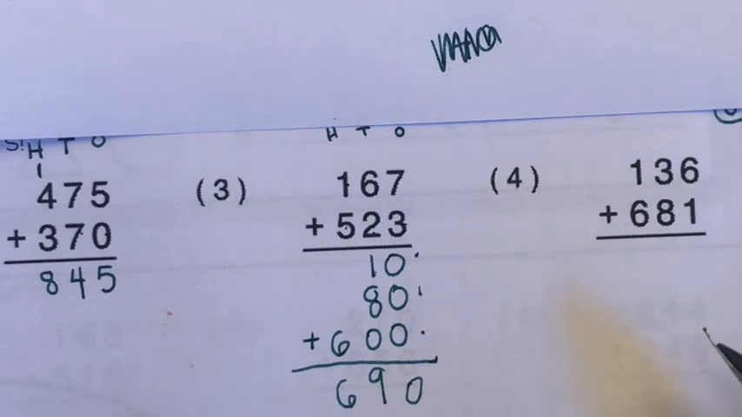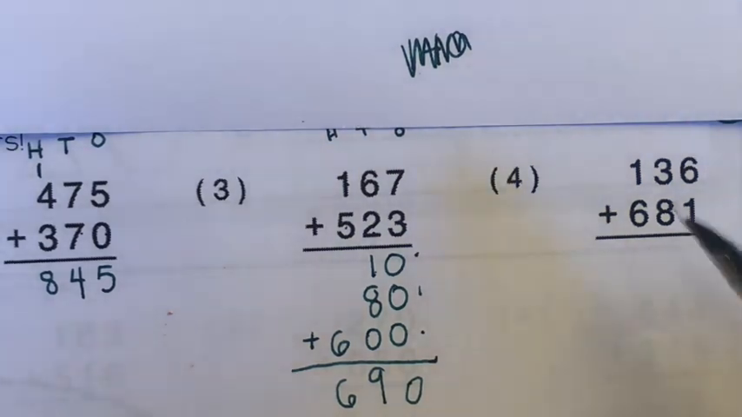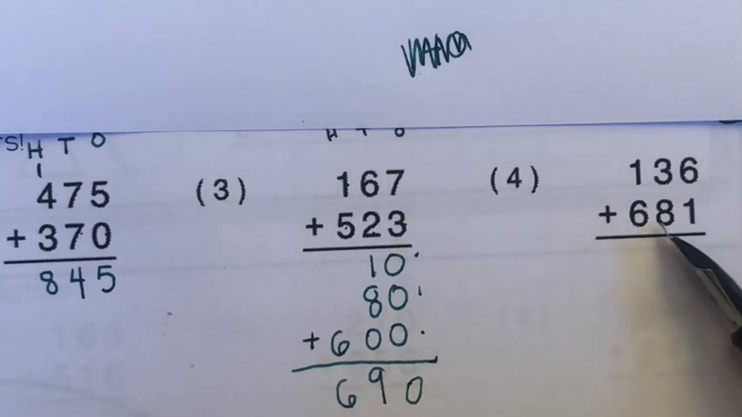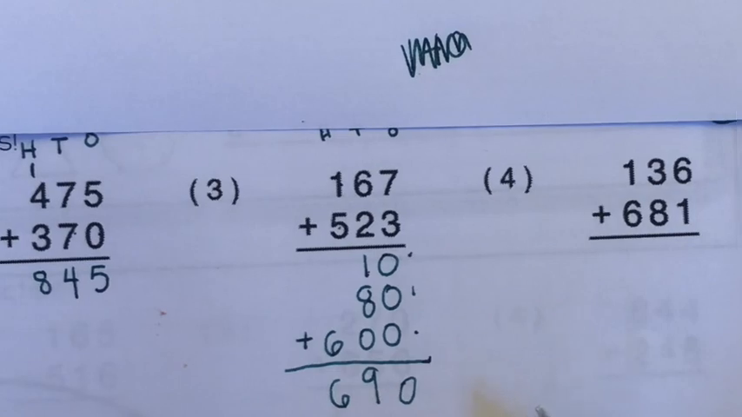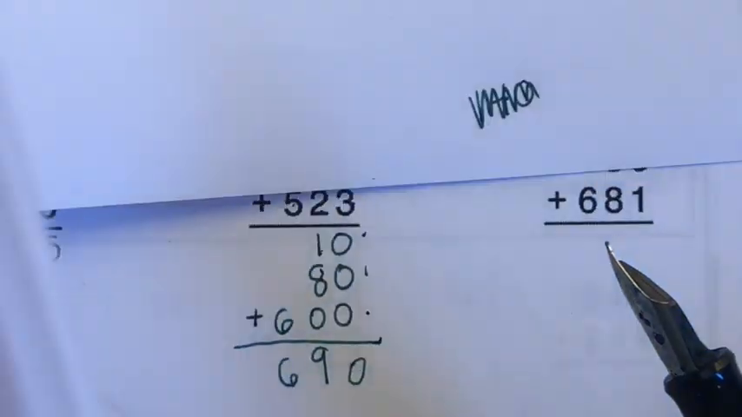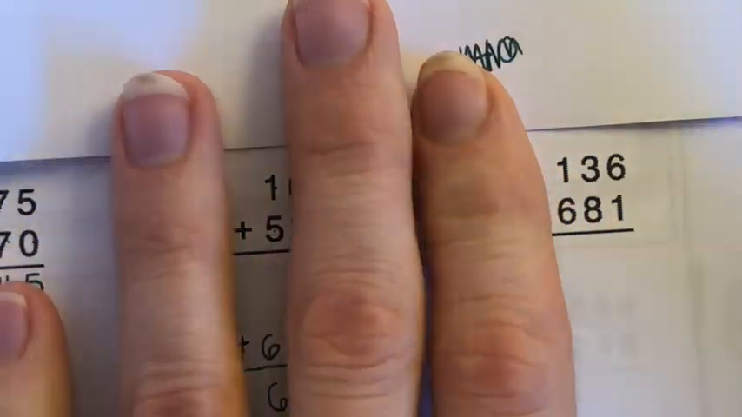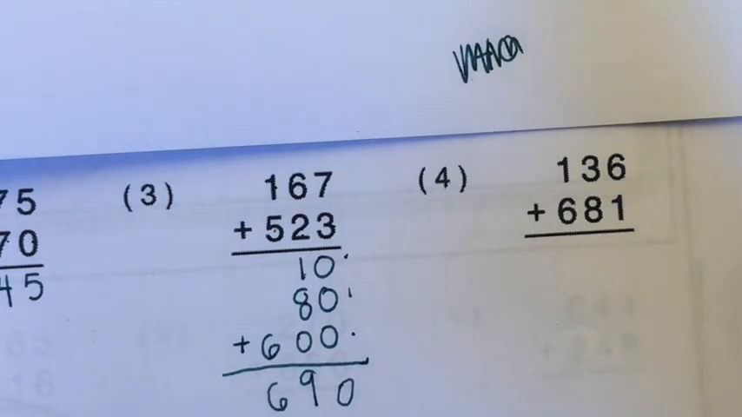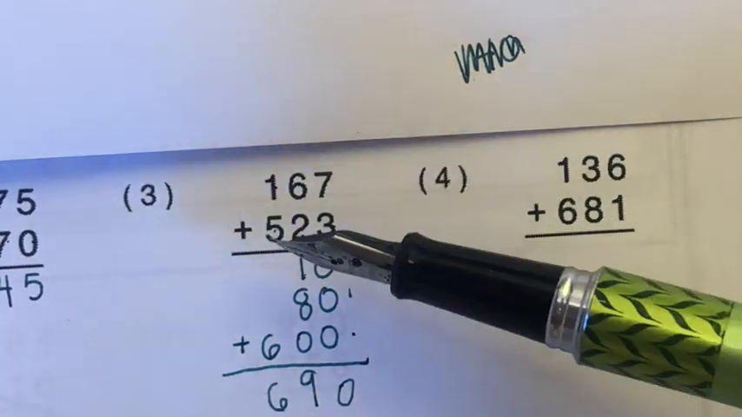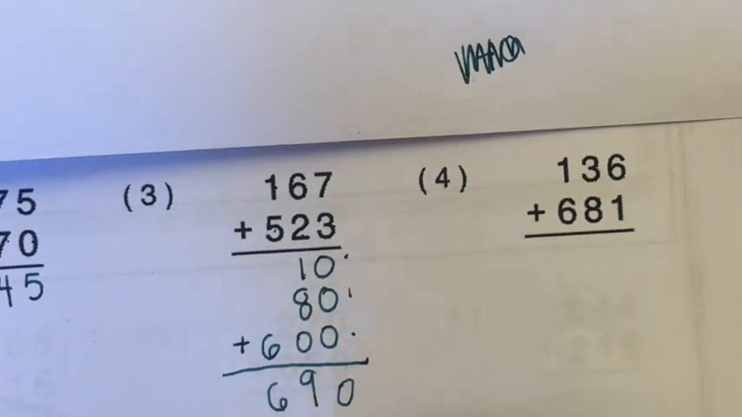Now we are going to go on to the next one. And for this one, 136 plus 681, I'm going to go back to Grandma and Grandpa's way because I think that's one we need to practice watching. So I'm going back to Grandma and Grandpa's way, but if you feel like doing partial sums, work on partial sums. Add your ones, add your tens, add your hundreds, put them down here, and then find a total.